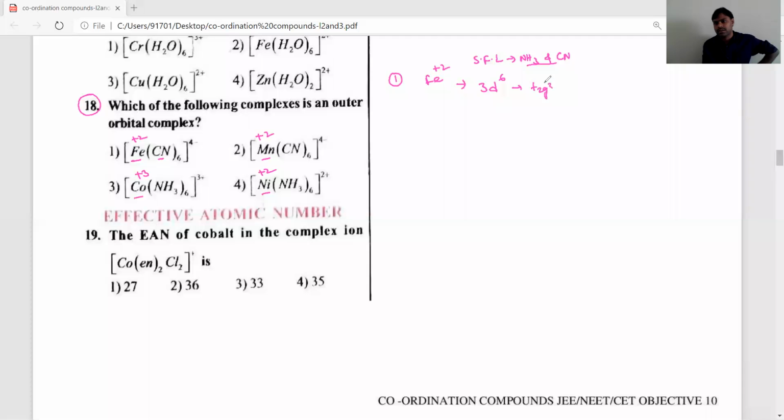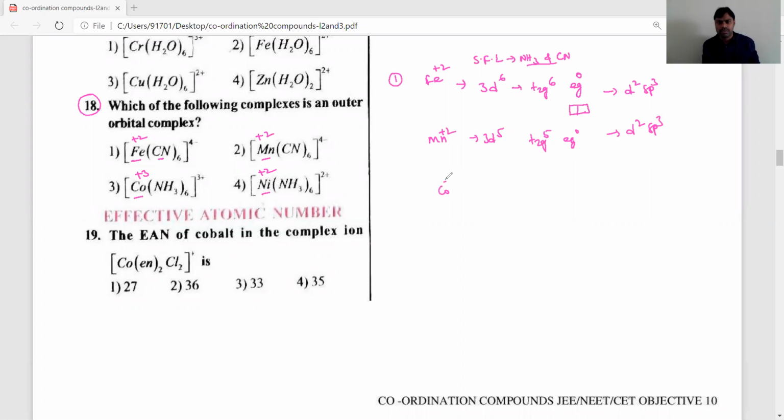t2g6 eg0. Eg0 means inner d orbitals are involved in hybridization. That's why its hybridization is d2sp3. Next, Mn 2+ means 3d5. This 3d5 is also t2g5 eg0. It is also d2sp3 hybridization.